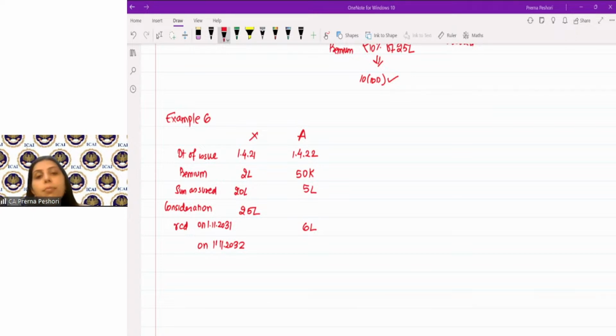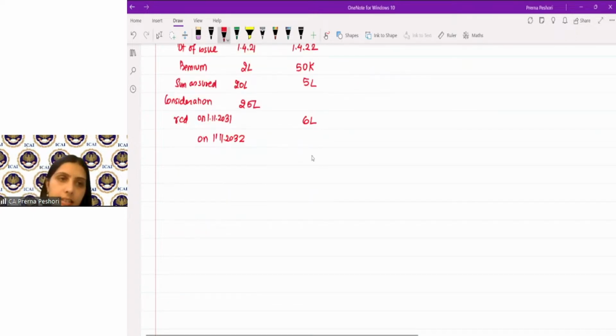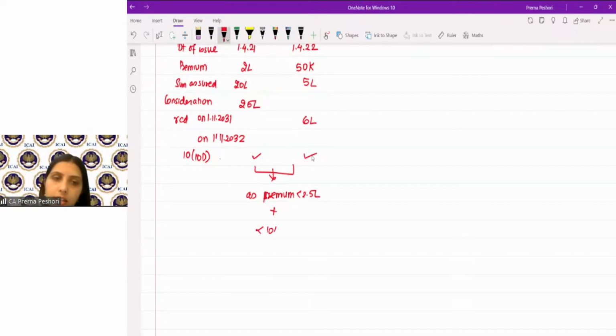Yes, Dilip, you are correct. Both are exempt. Since under 10(10D), exemption is available for both, as premium is less than 2.5 lakh plus less than 10% of sum assured. Okay. Next example.